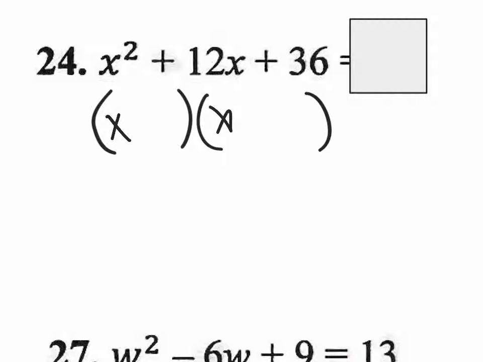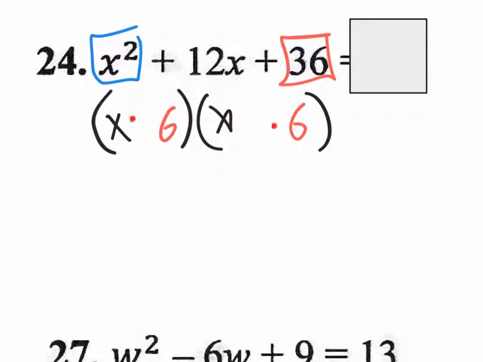Or I could have thought, oh, perfect square term, the square root of x squared is x, and that's where I got these x's from. And the square root of 36 is 6, so you get 6's right there. And because the middle sign's positive, both of these have to be positive. So plus right there, plus right there.